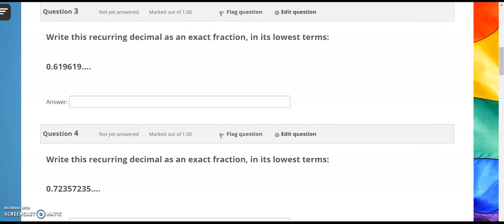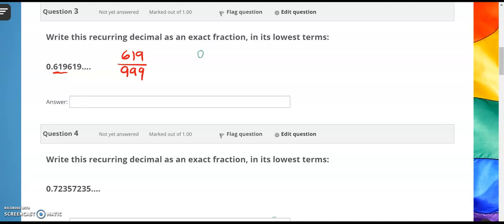So we can identify which of the digits repeat themselves, and that's 619. So 619, it's 3 digits, so we'll have 999 as the denominator. And the algebraic way is like we looked at before.